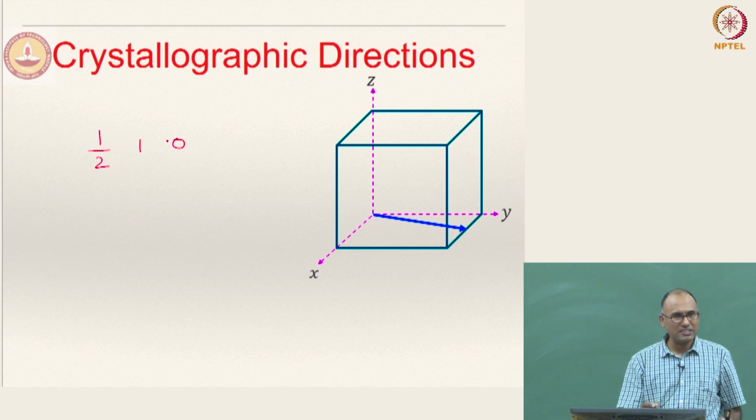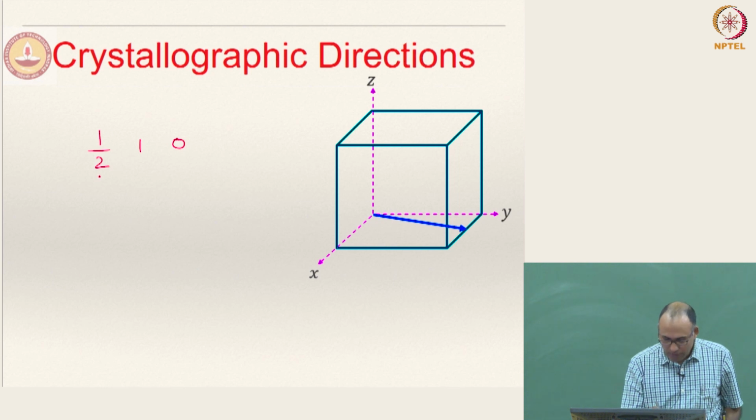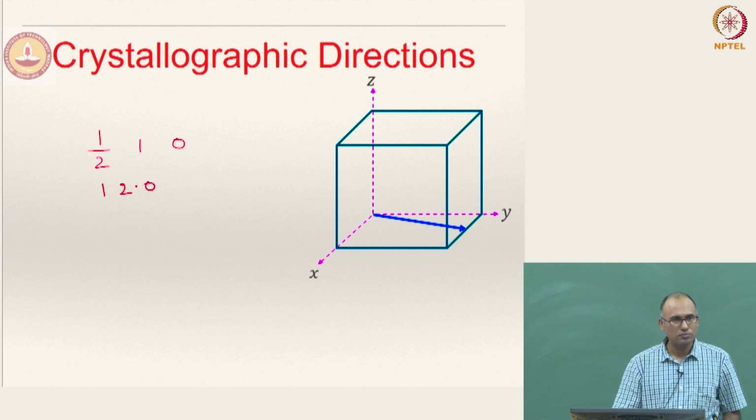Then what you need to do? You need to multiply these numbers with a common factor, so that you will bring it to the smallest possible integer except 0, smallest possible number. So that means you multiply it with 2, then this becomes 1, 2, 0, right?